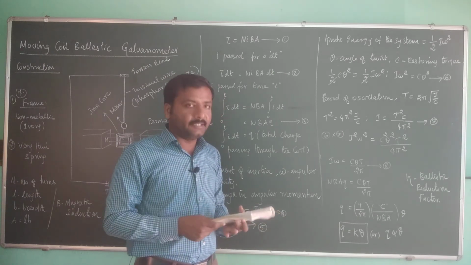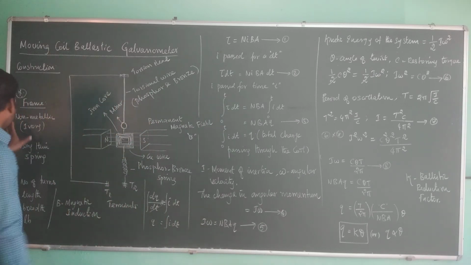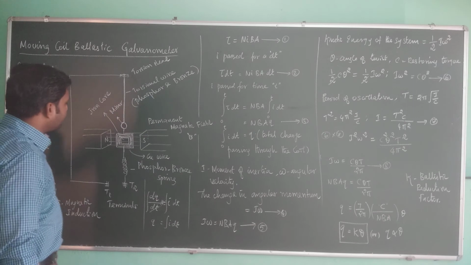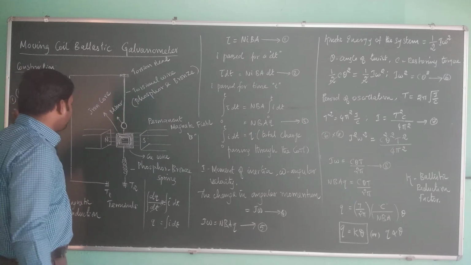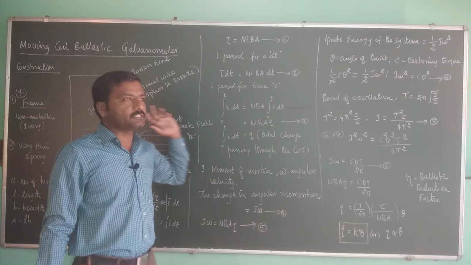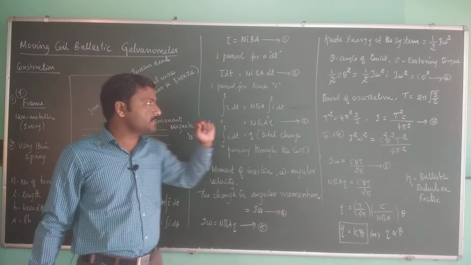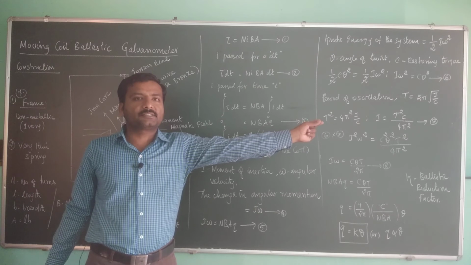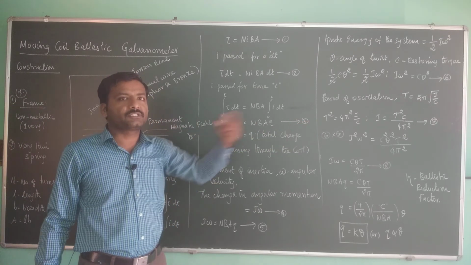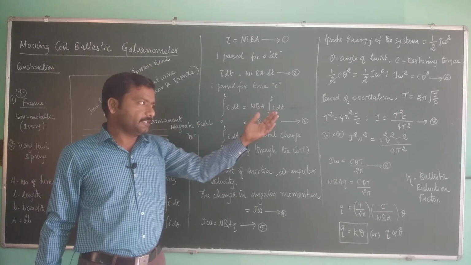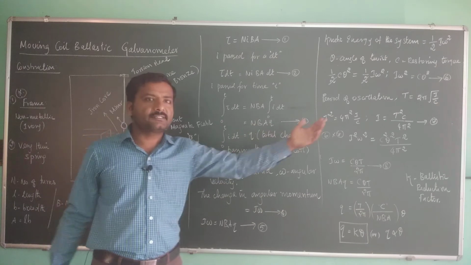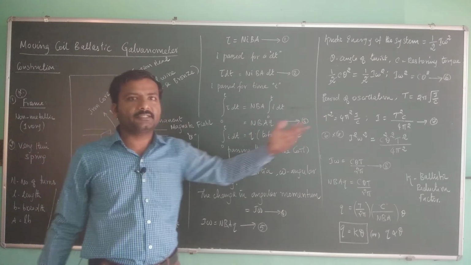Fine. And here the coil is wound on a non-metallic frame, so that it has a fairly large period of oscillation. Which means once it is momentarily twisted, when it comes back, it won't come back immediately. It will slowly come back, and oscillations are created. In a ballistic galvanometer, there is an oscillation created.